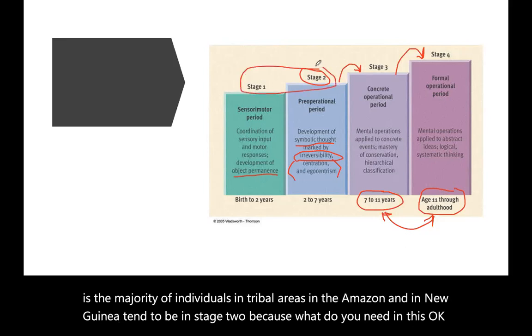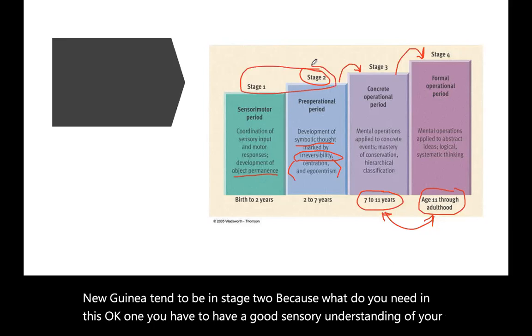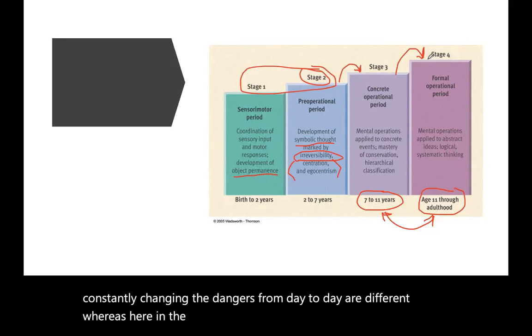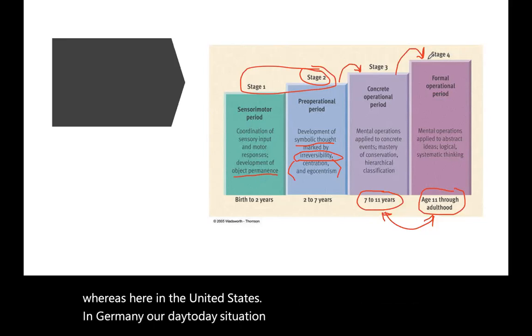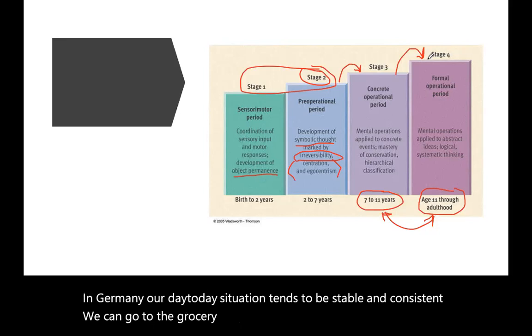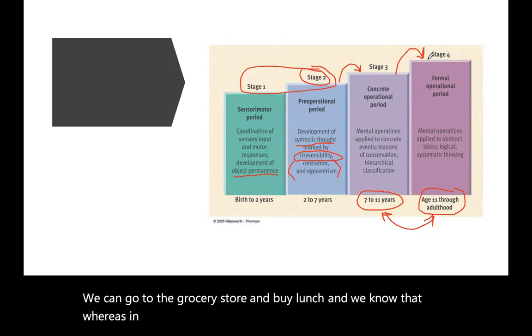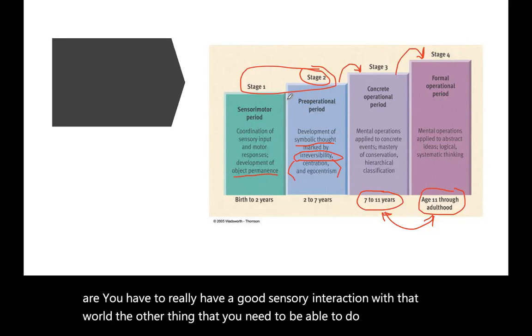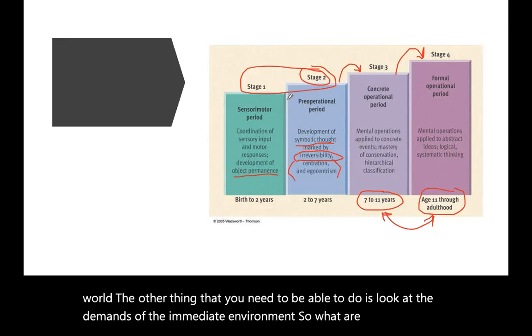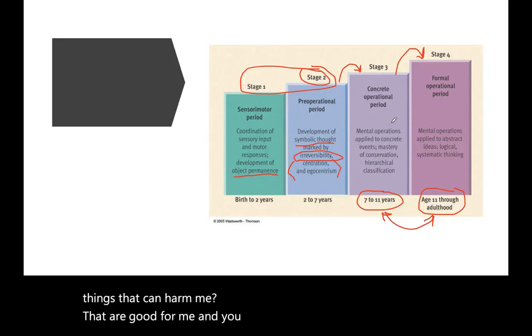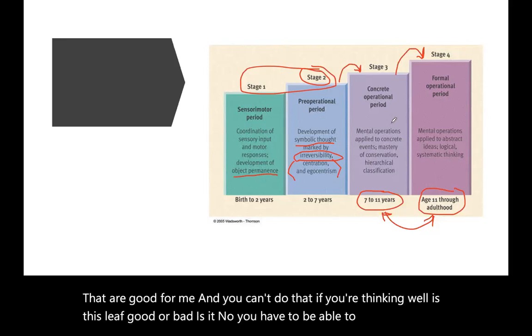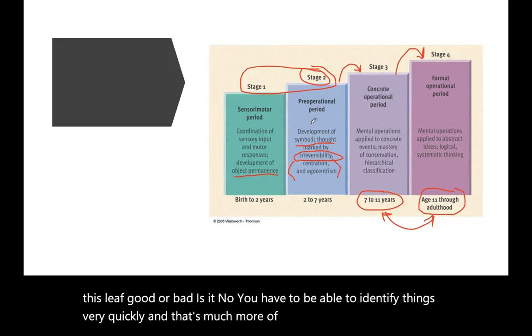Okay, one, you have to have a good sensory understanding of your environment because, for example, the Amazon is constantly changing. The dangers from day to day are different. Whereas here in the United States and in Germany, our day-to-day situation tends to be stable and consistent. We can go to the grocery store and buy lunch, and we know that. Whereas in the Amazon, you never know where the sources of food are. You have to really have a good sensory interaction with that world. The other thing that you need to be able to do is look at the demands of the immediate environment. So what are those things that can harm me, that are good for me? And you can't do that if you're thinking, well, is this leaf good or bad? No, you have to be able to identify things very quickly. And that's much more of a pre-operational function, okay?